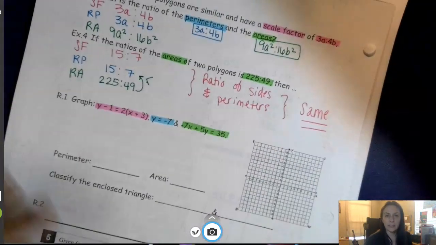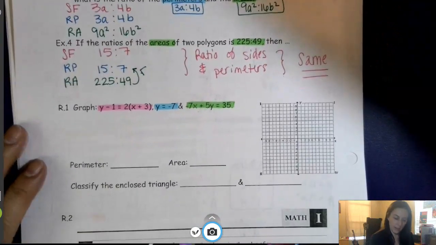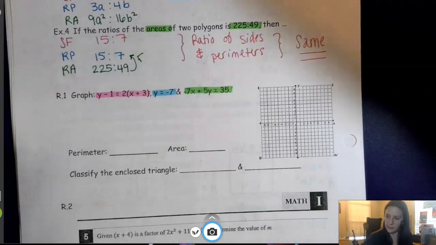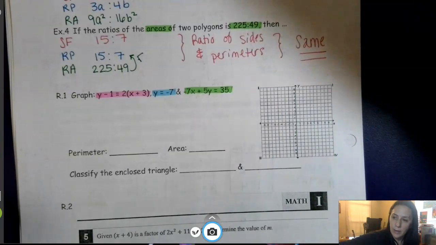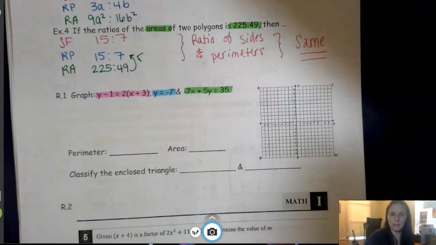So, we're going to go on to the next one and graph some lines here. So go ahead and take your time. Pause it, graph your lines on your own. I'm going to get pencils to start.